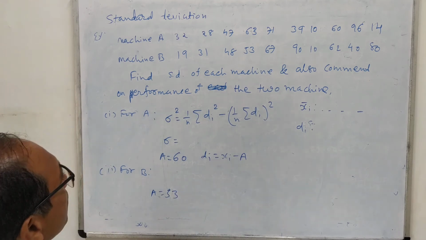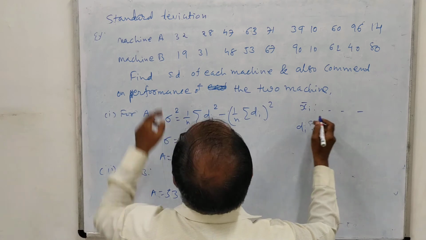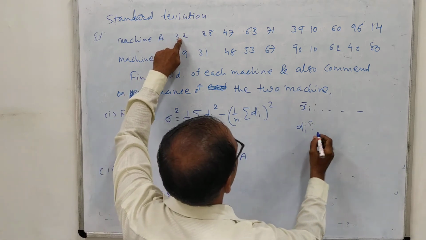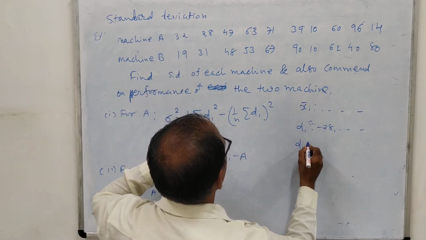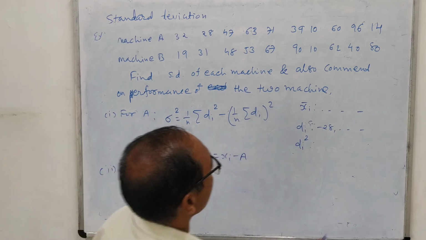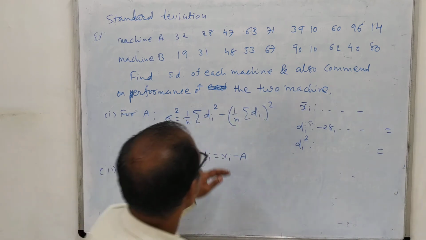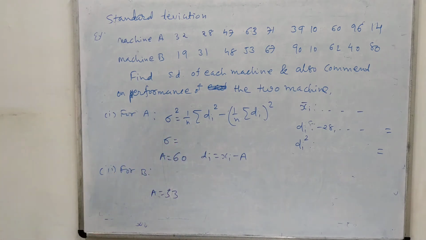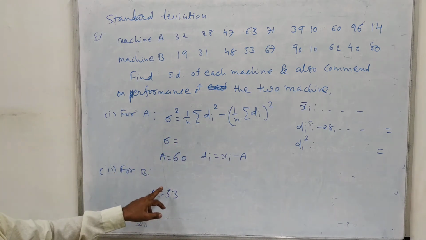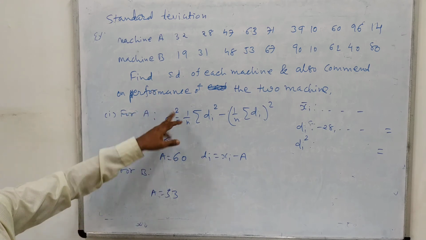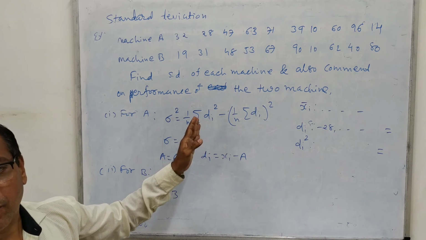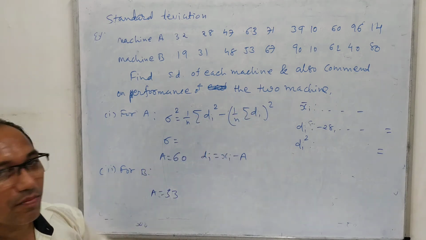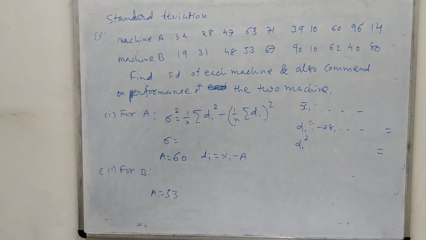Then you can find di by using xi minus a, that means 32 minus 60 will give you minus 28, and so on. Then you can find di square, because di square and sigma di are required. So you can find their totals, put their values, and find sigma very easily. Similarly, you can find sigma for the other machine using the same formula. If you want to use another formula, you are free to use it. But as I told you, as far as possible try to use the formula of di, because it is very simple to use and very simple to remember.